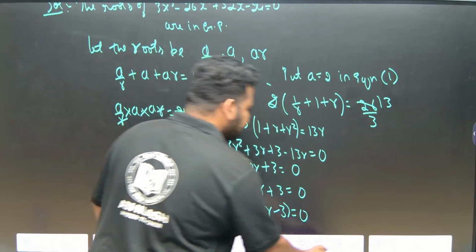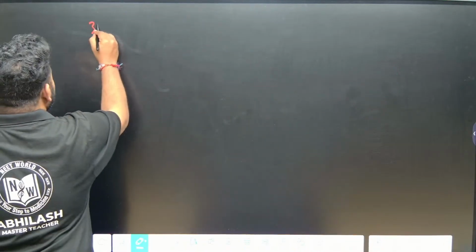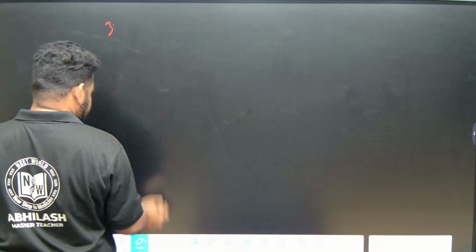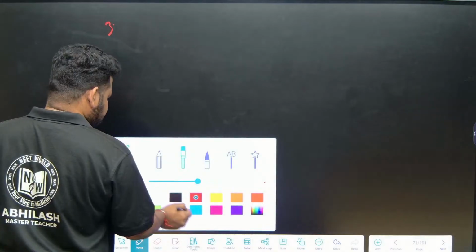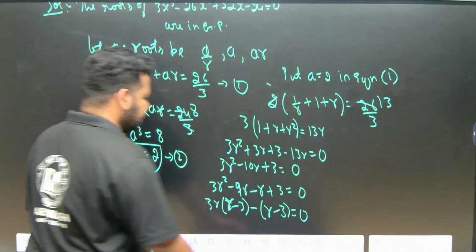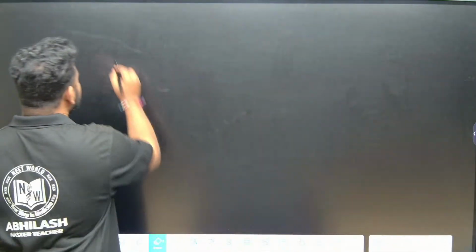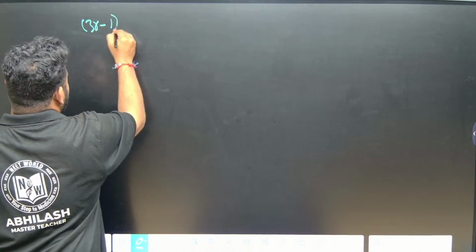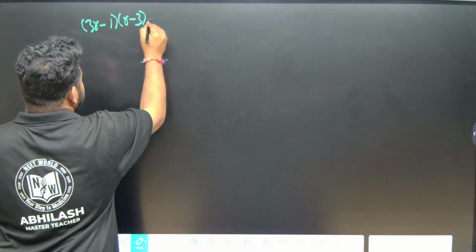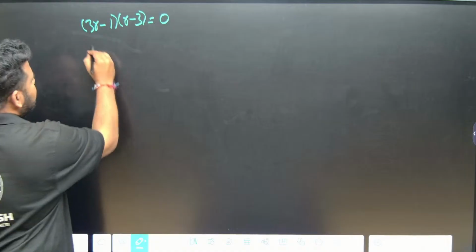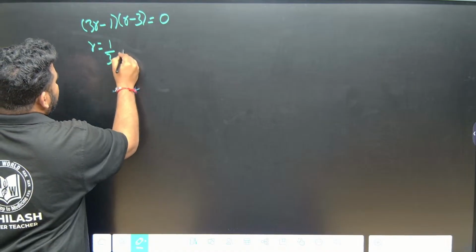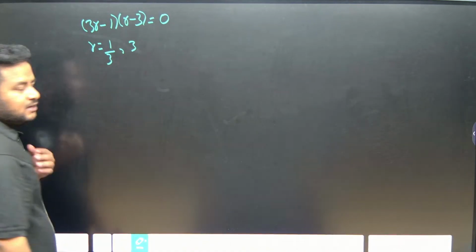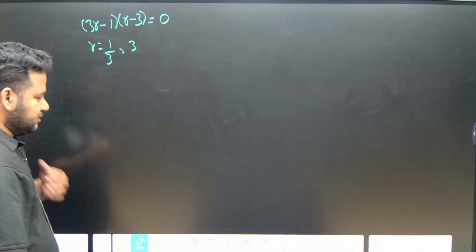So further, what will I have? Just a minute. So see here, one factor is 3r minus 1, and another factor is r minus 3, is equal to 0. So what will I get? r is equal to 1 by 3 or r is equal to 3. This is what I will get.